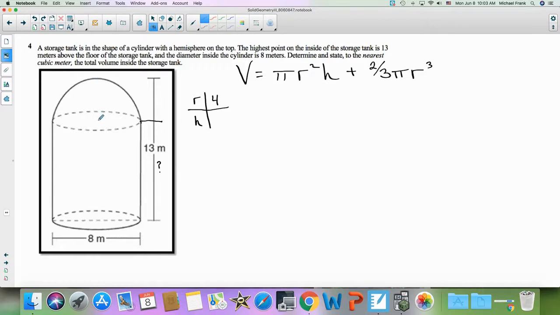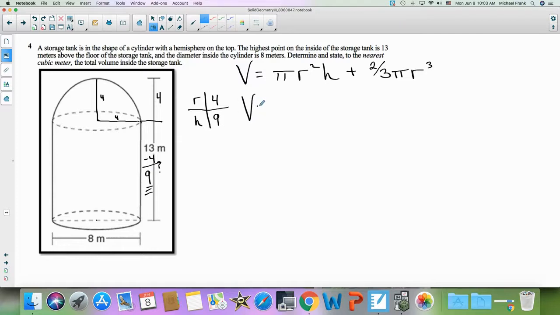So the trick of this was knowing that since the radius up here is 4, as it is down here, that radius is part of the formula, radius to the third power. That radius is three-dimensional in a sphere, which means it goes in every direction, including up, which means this will also be 4, which means this part right here is also 4, which means the height of the cylinder is going to be the 13 minus 4, which is 9. That was the tricky part there.